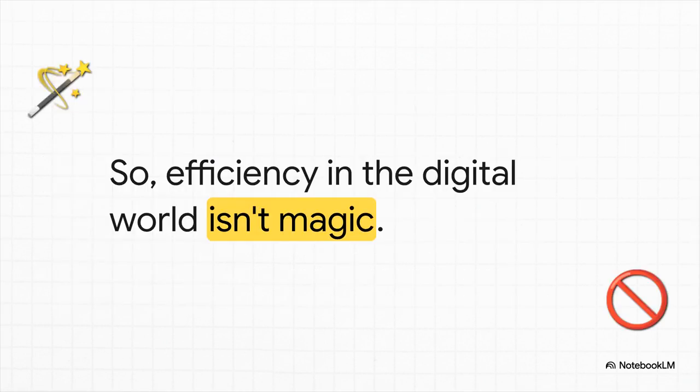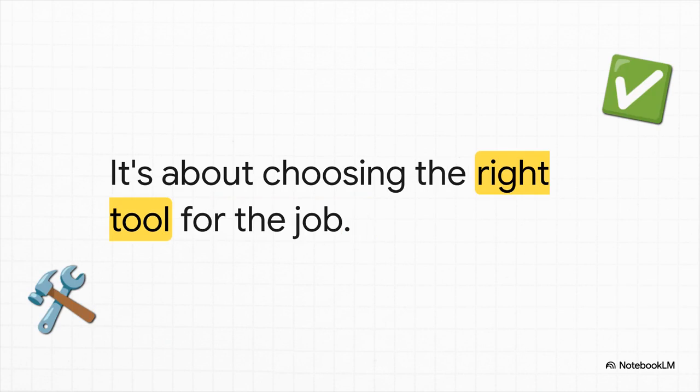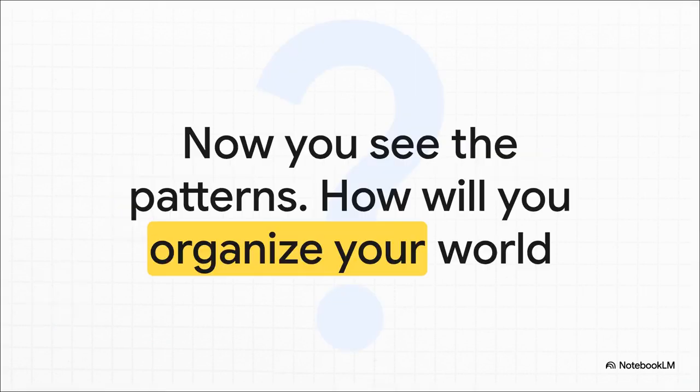So you see, the incredible speed, the flawless organization of all the software we depend on every day. It's not some kind of digital magic. It's all about smart design. It's about looking at a problem, really understanding it, and then deliberately choosing the perfect, most efficient tool from the kit to get that job done right. So now that you can see these hidden patterns everywhere, the lists, the sets, the queues, the maps that structure our digital lives, it brings up a pretty interesting question, doesn't it? How will you organize your world?